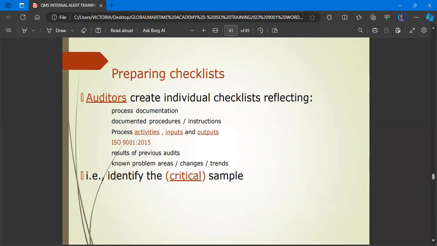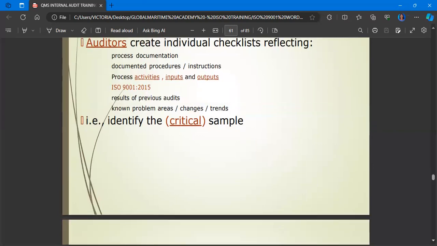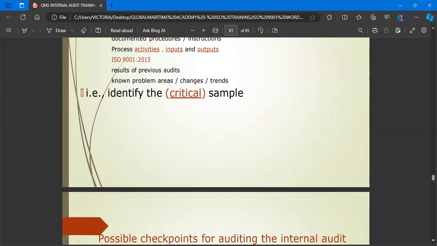Auditors create individual checklists reflecting the process documentation, documented procedure or work instructions, process activities, inputs and outputs. Also with the ISO 9001:2015 standard, results of previous audits, known problem areas, changes, trends, identify the critical samples.